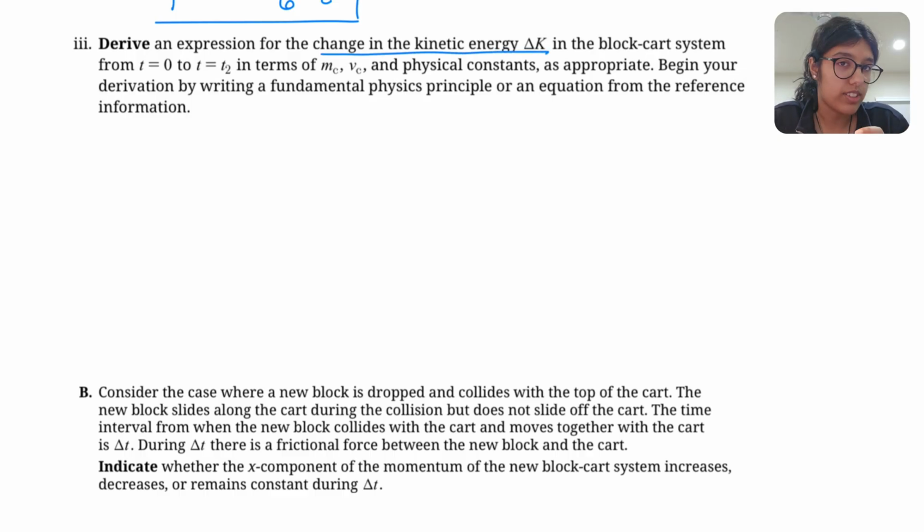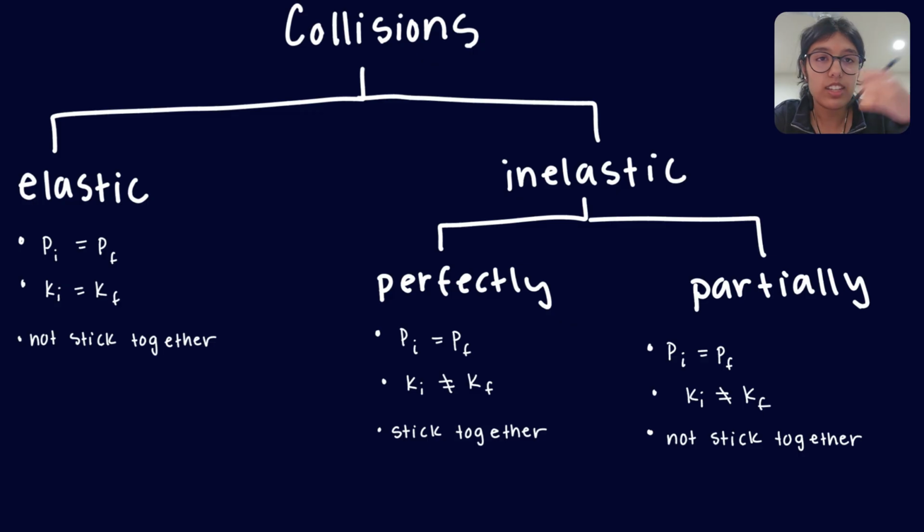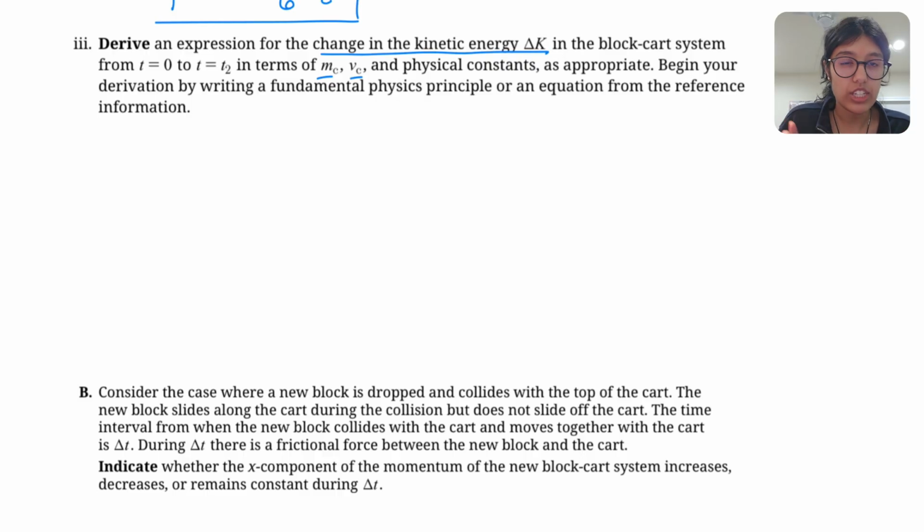All right, now on to the third part: derive an expression for the change in kinetic energy. Okay, so switching things up a bit. In the block cart system from t is equal to 0 to t is equal to t2, in terms of mc, vc, and physical constants as appropriate, begin your derivation by writing a fundamental physics principle or an equation from the reference information. So right off the bat, I know we're talking about change in kinetic energy. And I think to myself, you know what, that's actually true because in perfectly inelastic collisions, there is a change of kinetic energy. The initial kinetic energy is not equal to the final kinetic energy. So we're supposed to find that change in kinetic energy.